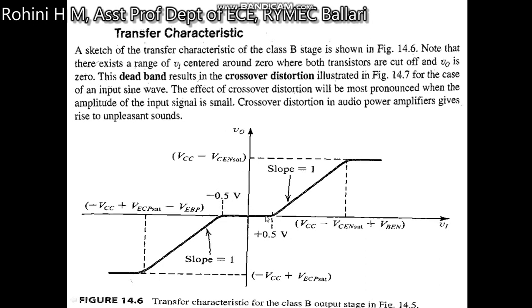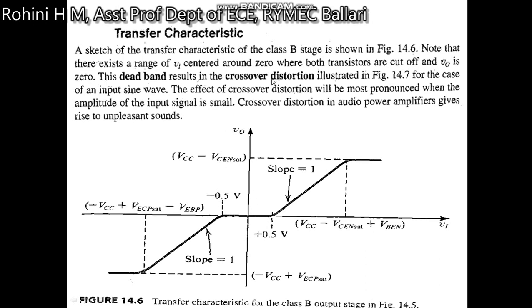If we have a 0 voltage, both transistors are operating in the cutoff region, so V out is 0 for the input range from plus 5 volts to minus 5 volts. So this is a dead band, which results in crossover distortion. This we call the dead band.